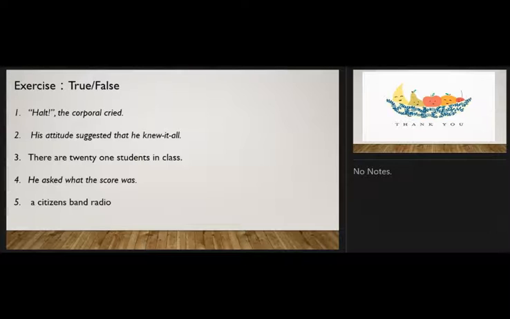Wrong. Yeah, the first one is wrong. We do not need the comma after the exclamation point. The second one, his attitude suggested that he knew it all.